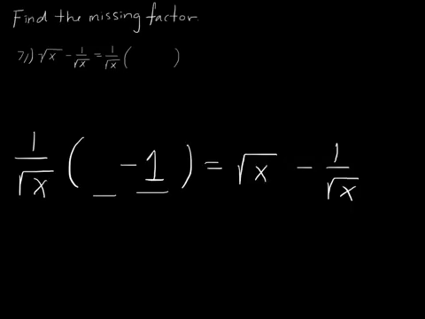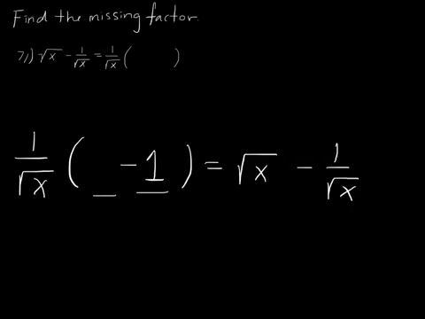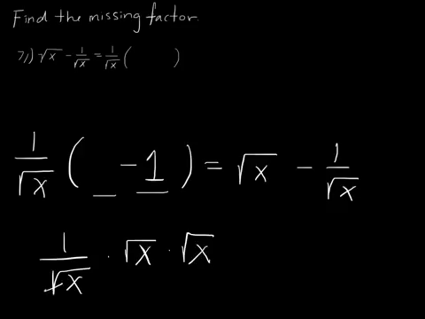Let's go ahead and do a little scratch work here to look at what happens when we multiply 1 over square root of x by different things. If I multiply 1 over square root of x by square root of x, I end up with 1. And this is not what I want. So what I'm going to need is more than square root of x here. I'm going to need 2 copies of square root of x. If I multiply 1 over square root of x by square root of x times square root of x, these two will cancel and just leave me square root of x.